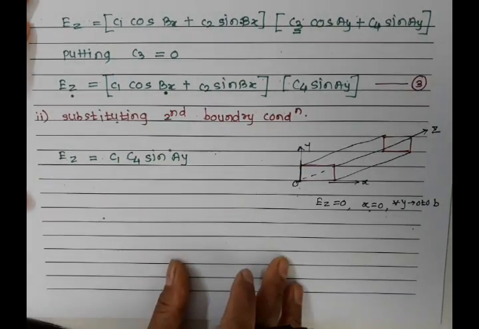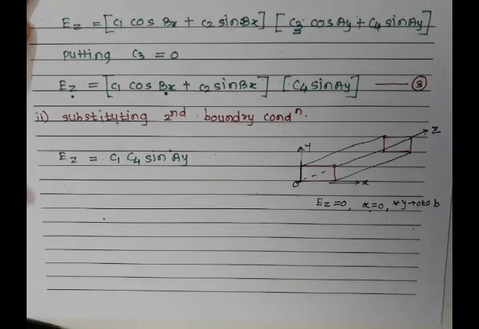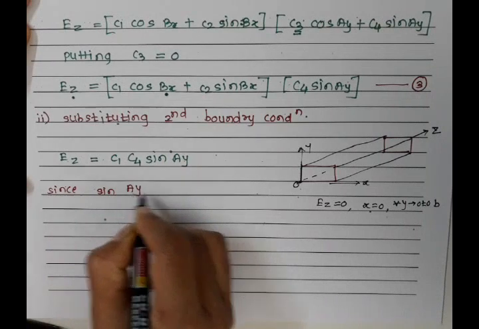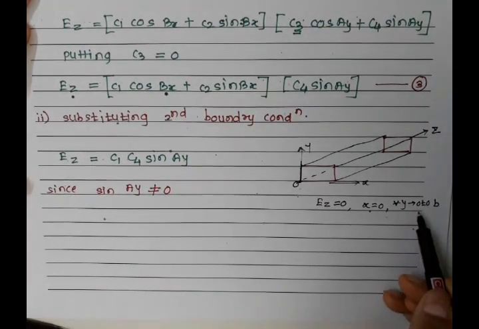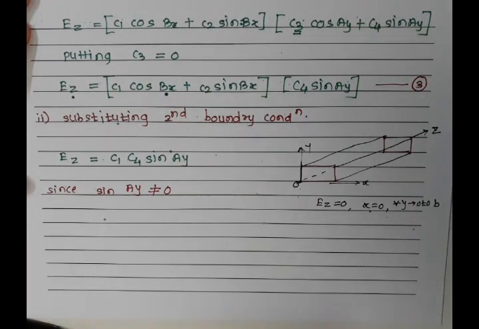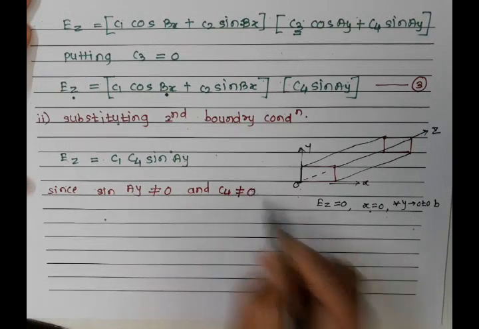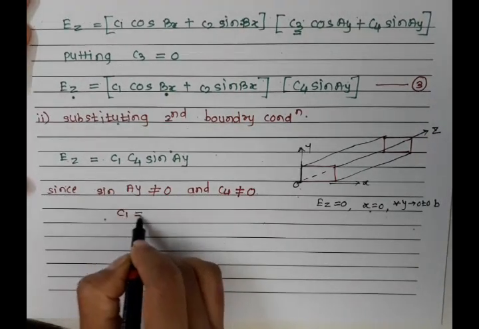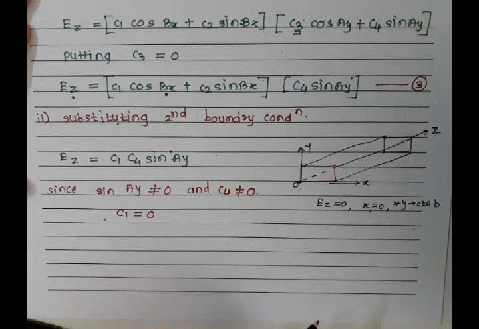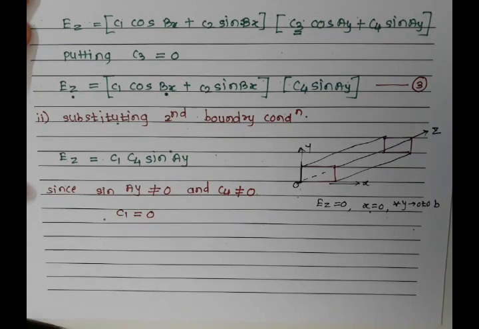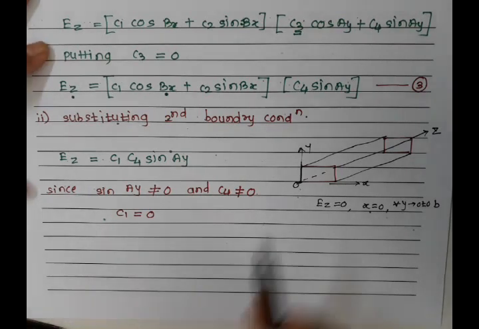Now I can write here, since sin of ay cannot be 0. Why can it not be 0? Because y varies from 0 to b. And c4 also cannot be 0. So this cannot be 0, so c1 will be 0. Now using this equation, if c1 is 0, you can go for the equation which we have seen here, equation number 3.